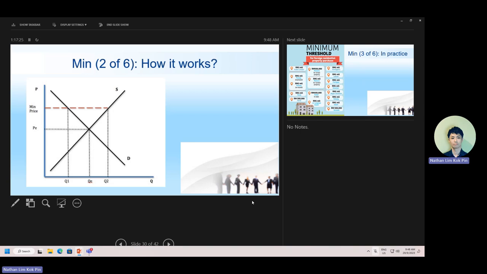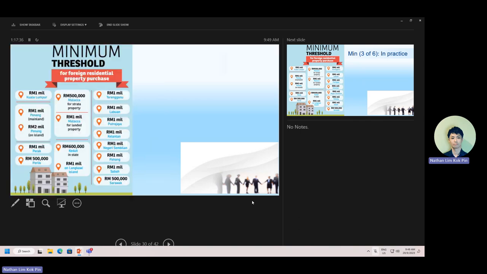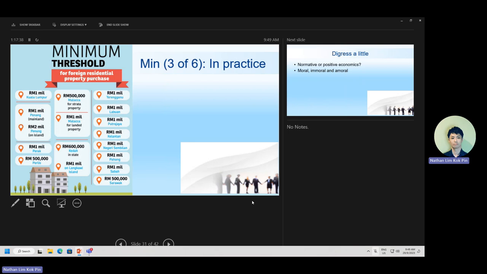So when you put it above the market price, demand is here, Q1, but supply is here. So you get oversupply. Can you see that? So the problem you may have with a minimum price is oversupply. So this is how it works.